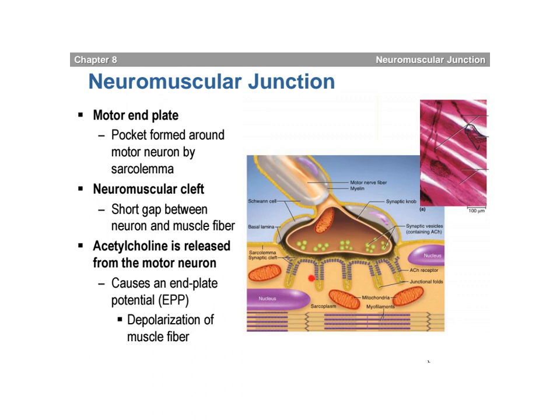You'll note that the end plate has some characteristics. It has infoldings, so this increases its surface area. It also has a lot of protein, which is shown here in blue. These are receptors for the neurotransmitter. So the neurotransmitter diffuses across a short gap, binds with these receptor proteins, and then this will initiate an effect in the postsynaptic cell, which is the muscle cell in this case.